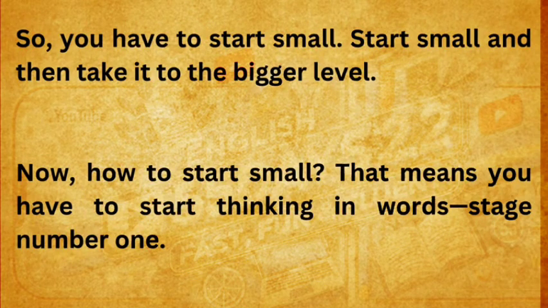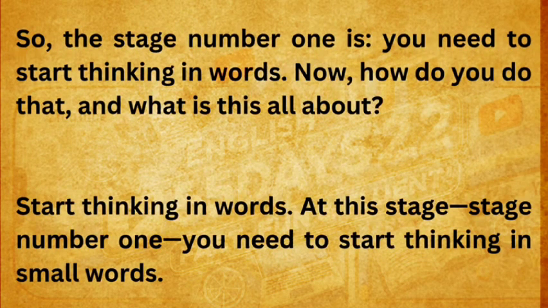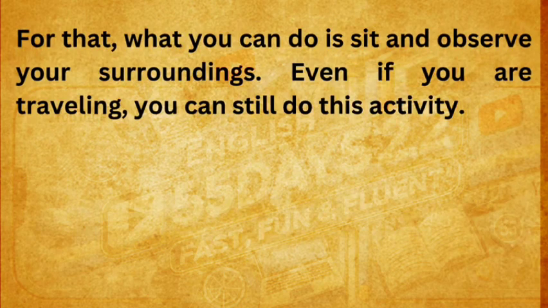That means you have to start thinking in words. Stage number 1. So, the stage number 1 is you need to start thinking in words. Now, how do you do that? And what is this all about? Start thinking in words. At this stage, you need to start thinking in small words. For that, what you can do is sit and observe your surroundings. Even if you are traveling, you can still do this activity.